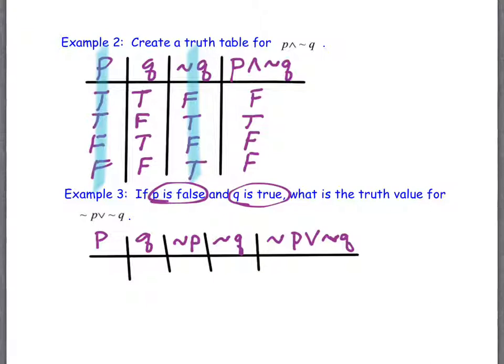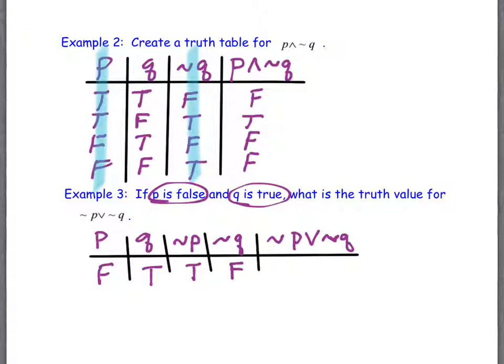And again, the reason I don't need lots of rows in this truth table is because I'm told P is false, Q is true. So I know which line of the truth table I'm on. There's no reason to do anything else in the table because I already know the information about P and Q. So we're going to fill in the rest of those details. This says tilde P. What's tilde P then? True. How about tilde Q?